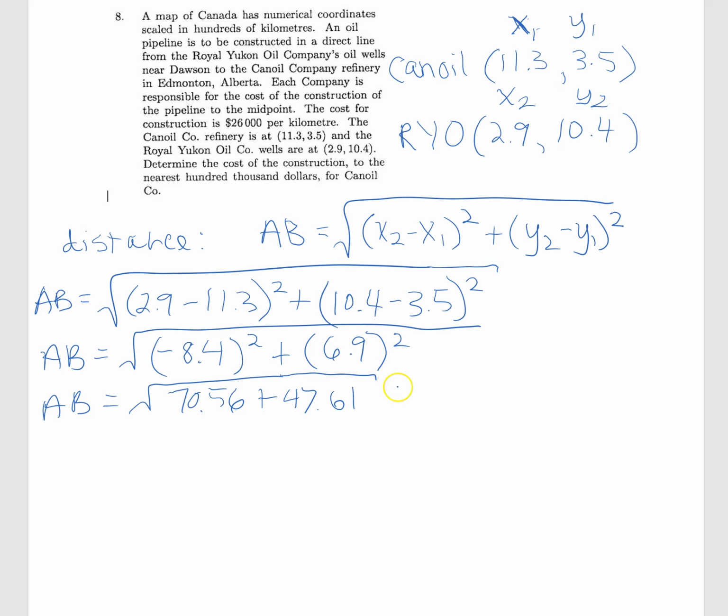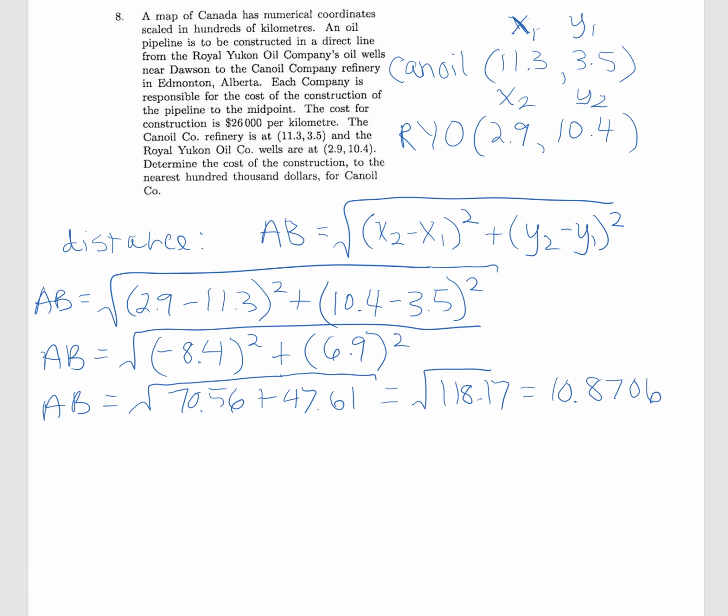And let's see, this gives us the square root of 118.17, which ends up being, I'm just going to round this to 10.8706. There are more decimals after that, but this is enough for our purposes.